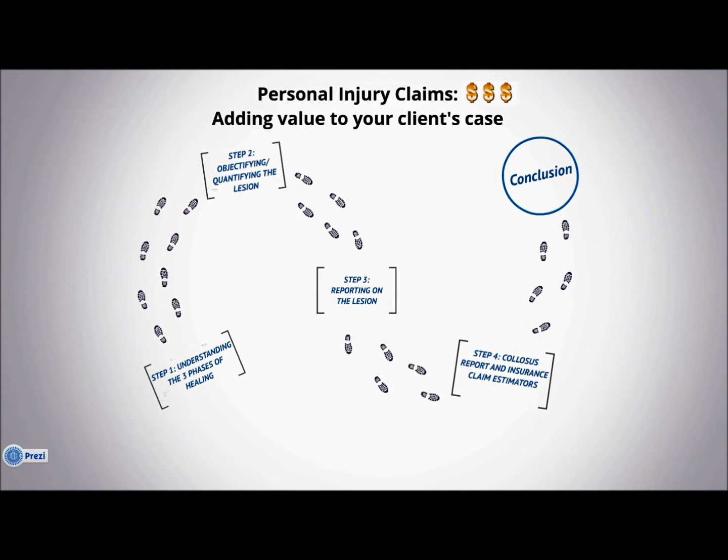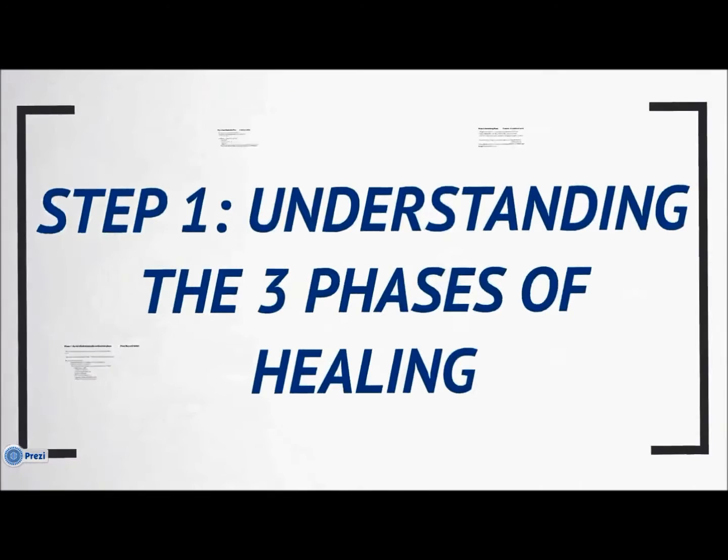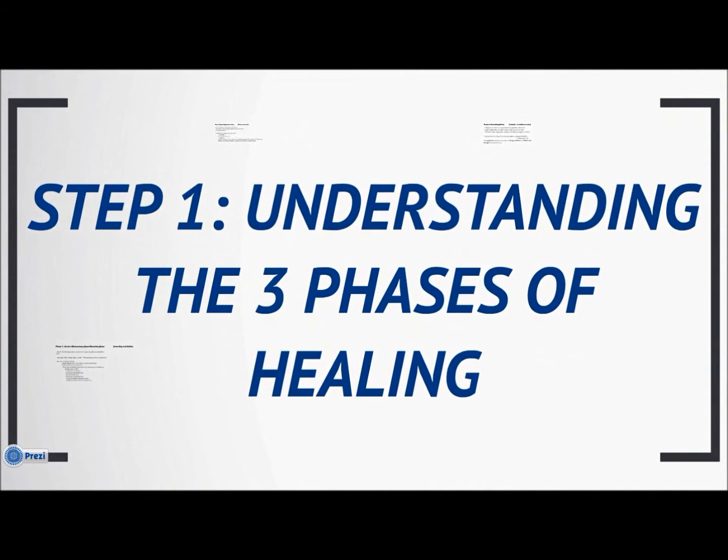In the videos to come, we'll learn about how to effectively objectify the lesion with objective measurements, how to properly report on the lesion, and finally we'll discuss Colossus and other software that insurance companies use to value a case. So to start, in step 1, we have to understand the 3 phases of the healing process, and this is specific to tissue that gets damaged in the injury.